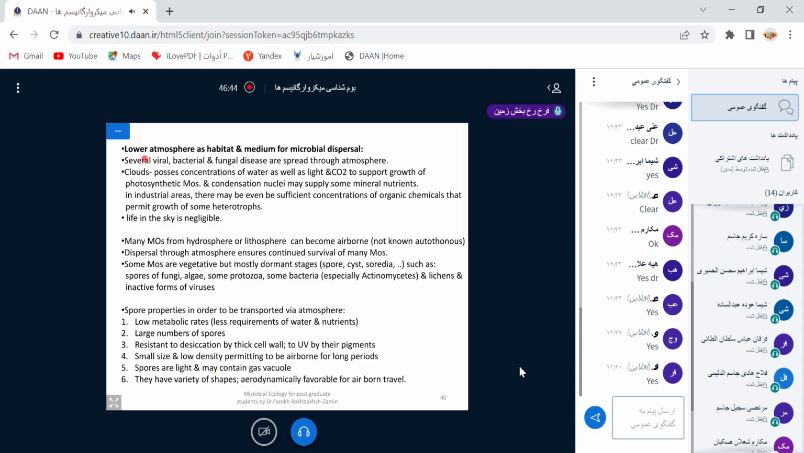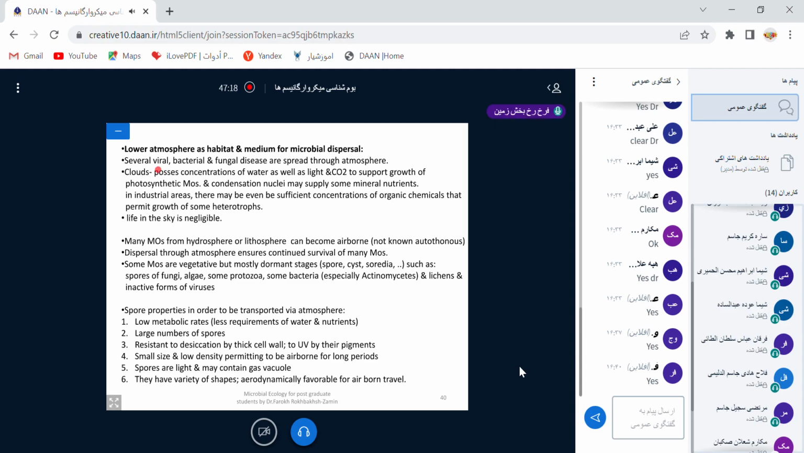So when we talk about the presence of microbes in the atmosphere, mostly it is related to the lower atmosphere, the troposphere. The lower atmosphere in the troposphere works as a habitat and a medium for microbial dispersal, only for transferring microbes from one place to another place.